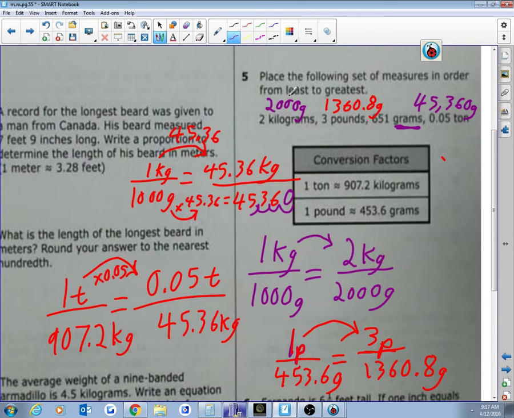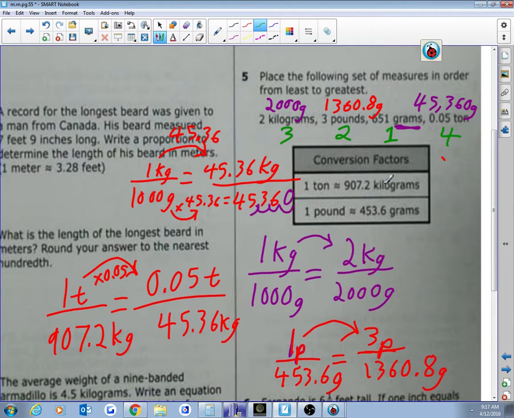So from least to greatest, now we've got the same unit. We can easily list these from least to greatest. The smallest one, let's use green, would be 651 grams. That would be the first one on the list. The next smallest would be 3 pounds. That would be number 2. The third smallest, or second biggest, would be 2 kilograms, or 2,000 grams. And the largest would be 5/100ths of a ton, or 45,360 grams.